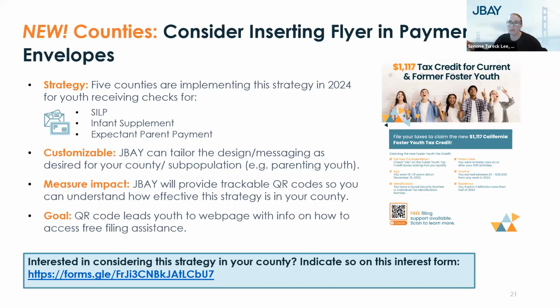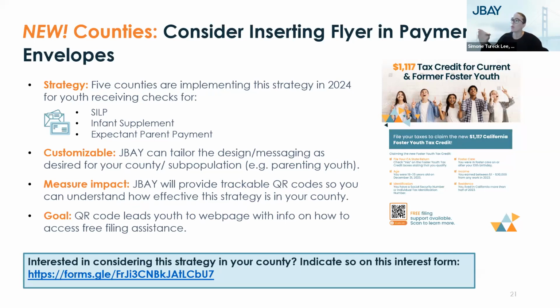So there's also an infant supplement. Young people who are parenting receive an assistance check each month. And the version we have for the infant supplement envelopes is actually a little different, and they talk about what you can get as a parenting young person in addition to the foster youth tax credit. So they're tailored based on who they're getting sent to.